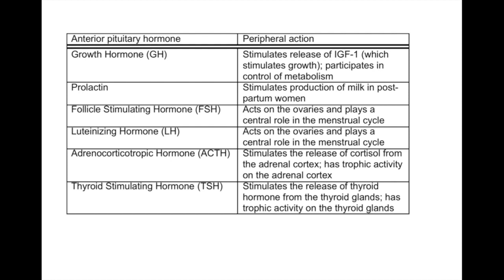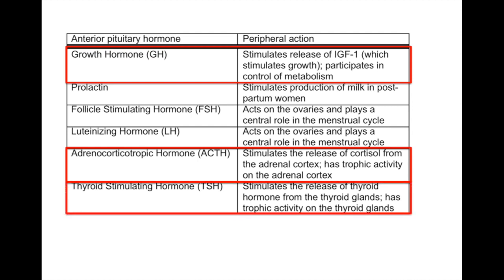And so to reiterate that, you have growth hormone, and this will stimulate the release of IGF from the liver, which stimulates growth, but it also has a control function on the metabolism directly. Then we have adrenocorticotropic hormone, and this stimulates the release of cortisol from the adrenal cortex. And it has tropic activity on this cortex, meaning the more of it that is released, the more the cortex will grow. And then we have thyroid stimulating hormone that stimulates the release of thyroid hormone from the thyroid glands. And this also has a tropic activity on the thyroid glands.